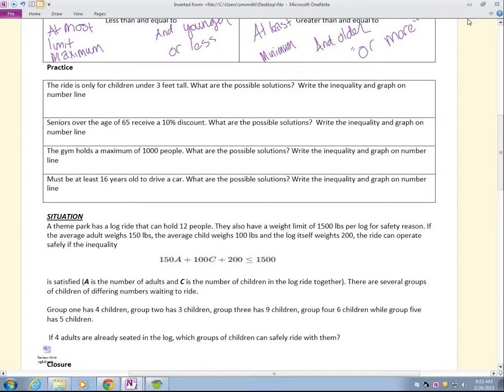The ride is only for children under 3 feet tall. What are the possible solutions? Write an inequality and graph on a number line. So we didn't really do much number line graphing. We did one example of it, and that's it.